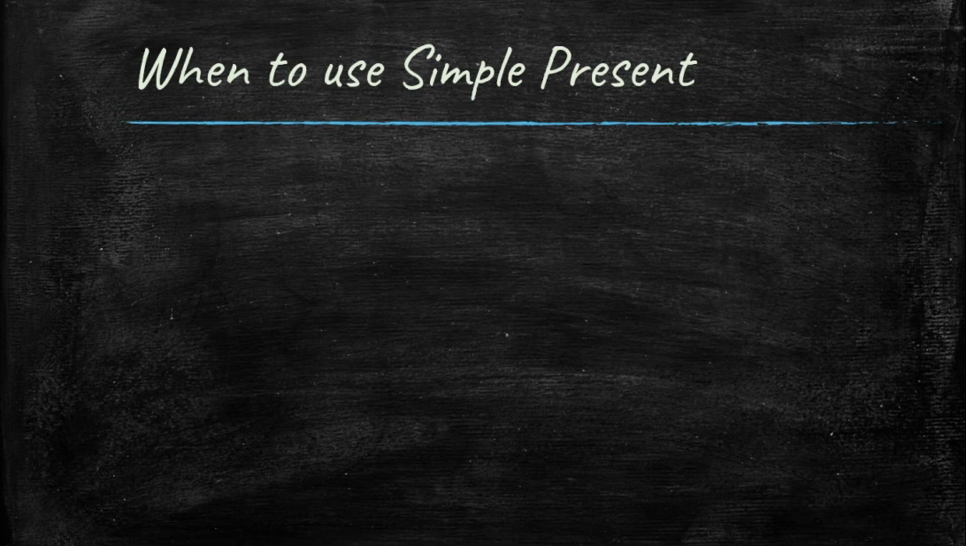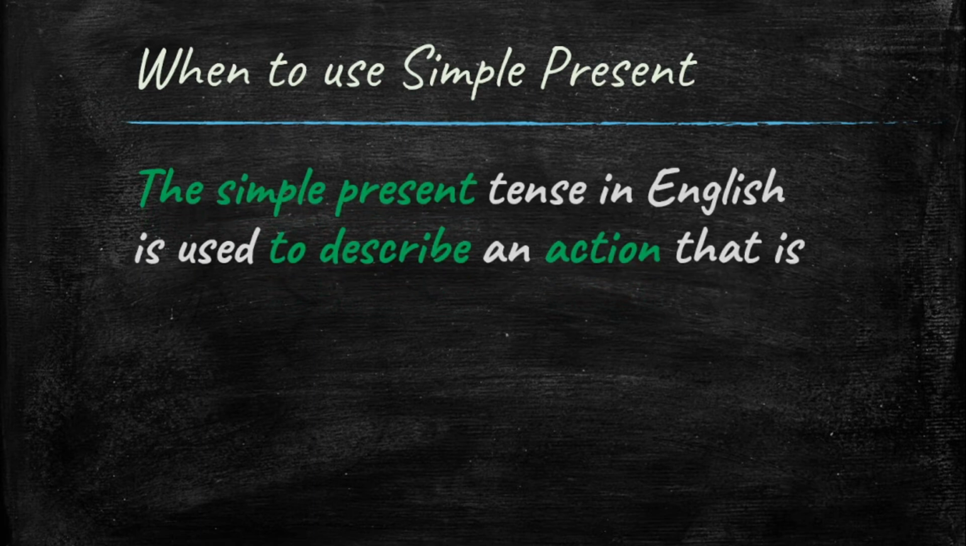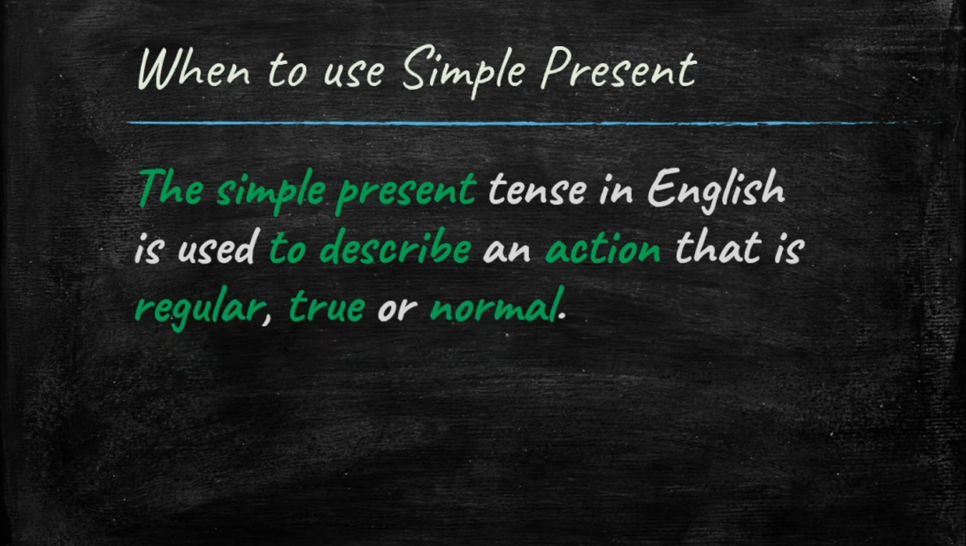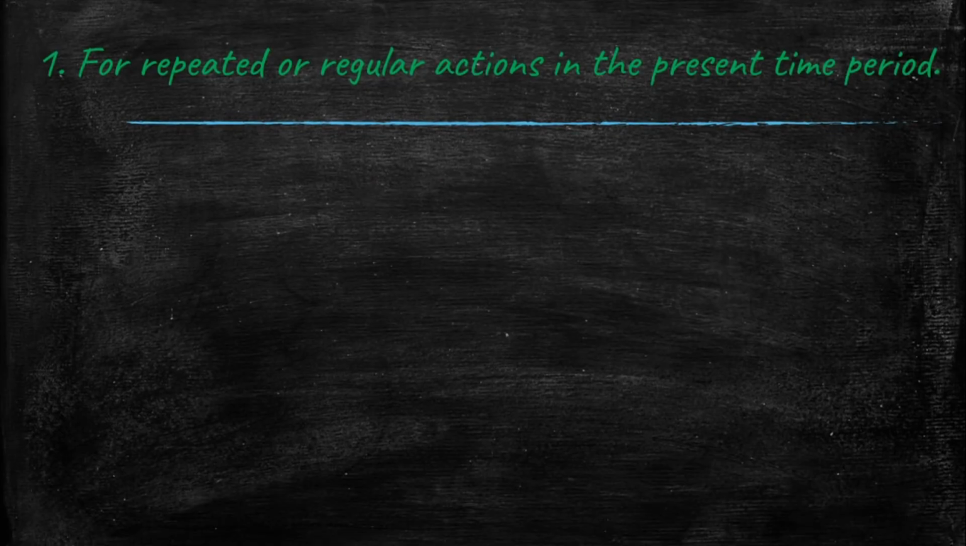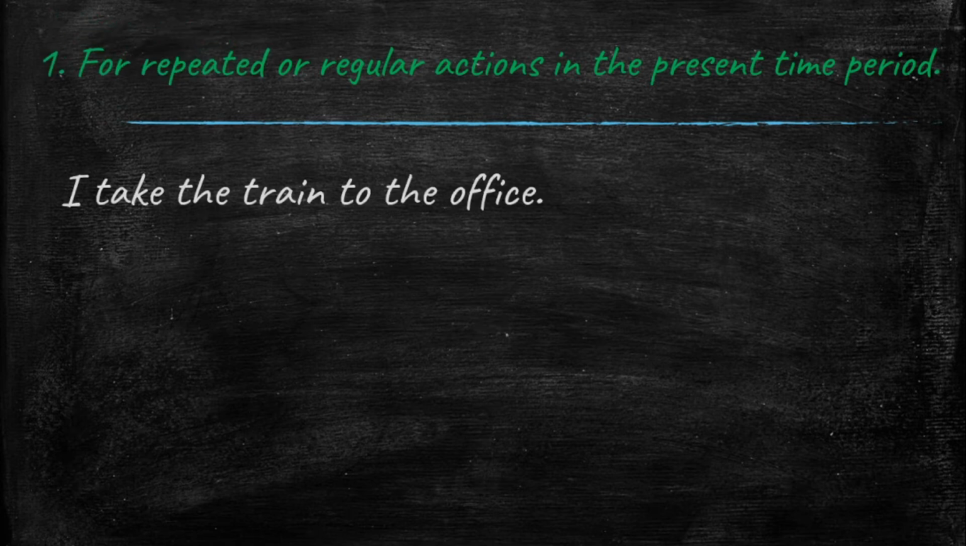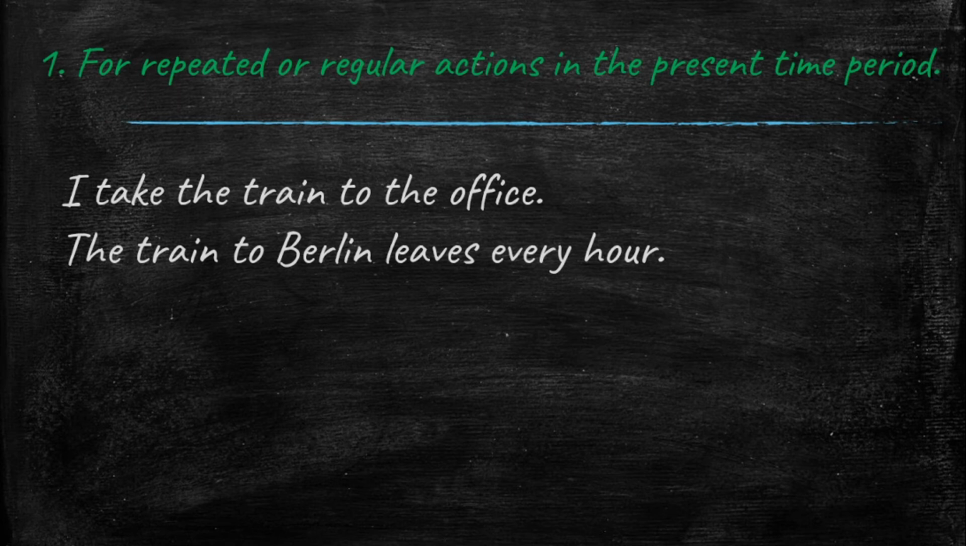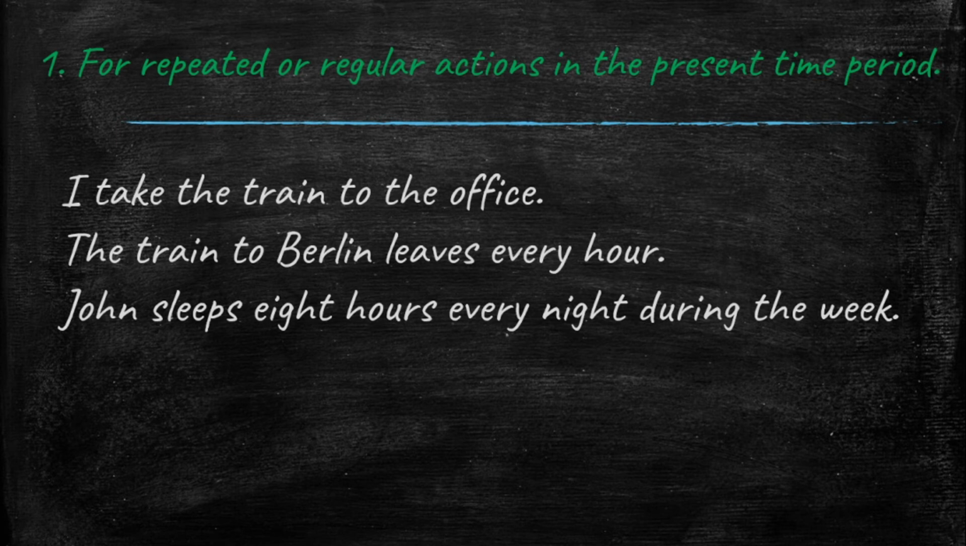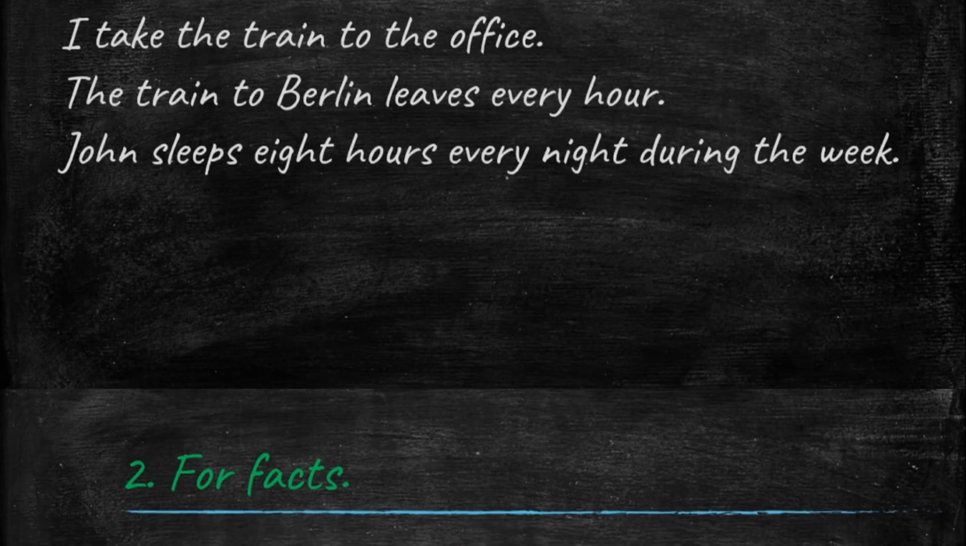So now let's move to when to use the simple present. The simple present is generally used to describe an action that is regular, true, or normal. Number one, we use the present simple to describe repeated or regular actions in the present time. For example, I take the train to the office. The train to Berlin leaves every hour. John sleeps 8 hours every night during the week.